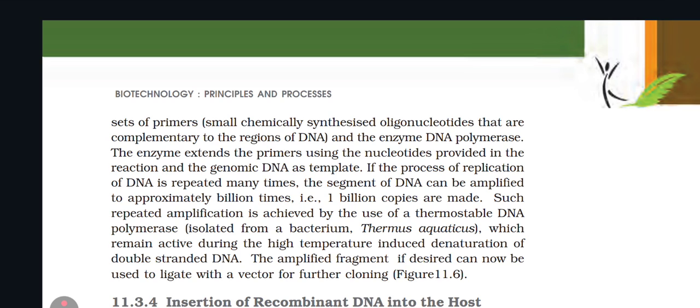Such repeated amplification is achieved by the use of thermostable DNA polymerase isolated from a bacterium Thermus aquaticus, which remains active during the high temperature induced denaturation of double-stranded DNA. The amplified fragment, if desired, can now be used to ligate with a vector for further cloning.